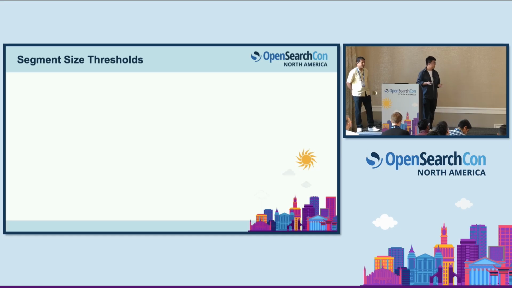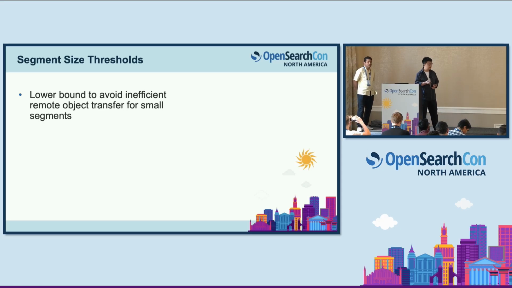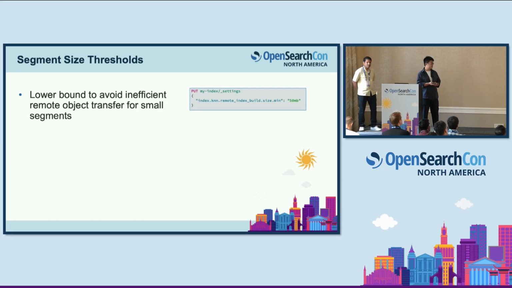So like I said, I'll talk a little bit more about these segment size thresholds and why we need them. First, we have a lower bound to avoid inefficient remote object transfers for small segments. On larger segments, we can afford some of this overhead for doing an upload of your raw vectors, but for smaller sizes, it doesn't make sense. You'll get the same performance, maybe even worse. By default in OpenSearch, this is a 50 megabyte threshold, but like Navneet said, you can customize this however you like.